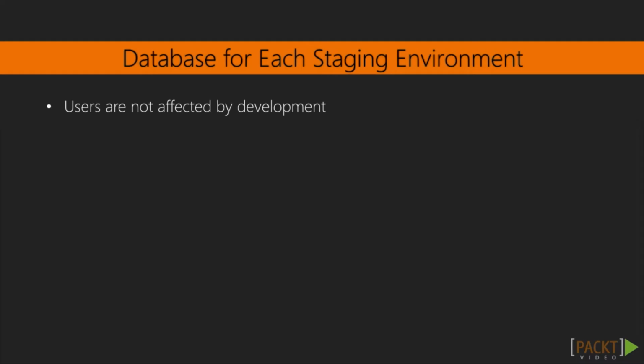Good practice and a solution to this problem is to have a database for each of your staging environments. By doing this, you've separated the users from any development you're doing, which is great because as long as your application is working when you deploy, they shouldn't see any major bugs. But this sadly only introduces another problem.